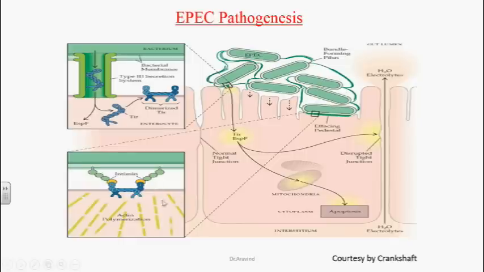Whenever they make a change, the plasma membrane of the host cell will get protruded like pedestal-like protrusions with the help of actin molecules, and we can see the attaching and effacing type of lesion. This is the effacing pedestal type of lesion. That means the microvilli are suppressed here, the surface area of the microvilli is decreased, so that there is a lack of absorption into the cells.